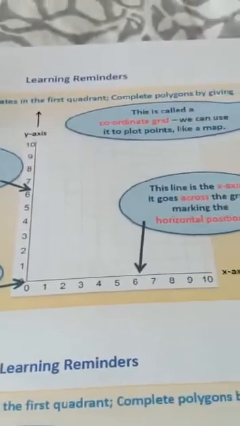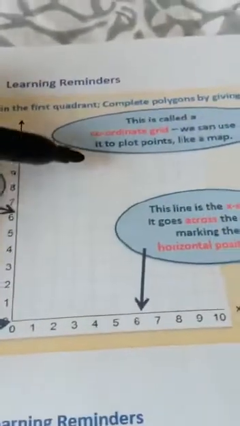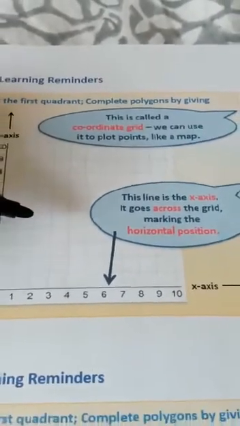So we've got two lines. We've got the x-axis and the y-axis. X comes before y. It's the horizontal, and then you've got the vertical. It's called a coordinate grid. We can use it to plot points like a map.